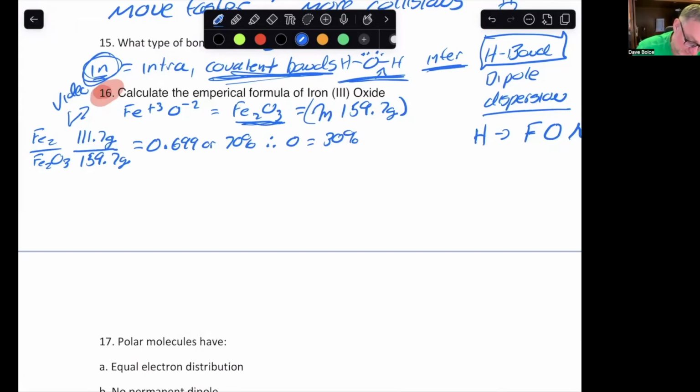Now, if I consider 100 grams, then I can just use 70 and 30 as grams. So I'm going to do 70 grams of iron and 30 grams of oxygen. Now, again, notice I'm not saying O2. That's because this is part of a compound, and so diatomic doesn't really matter. So in this case, I'm going to divide both by their molar masses. So I'm going to divide iron by 55.8, and I'm going to divide oxygen by 16.